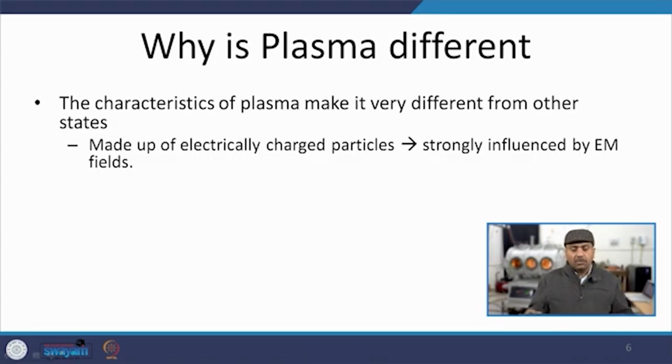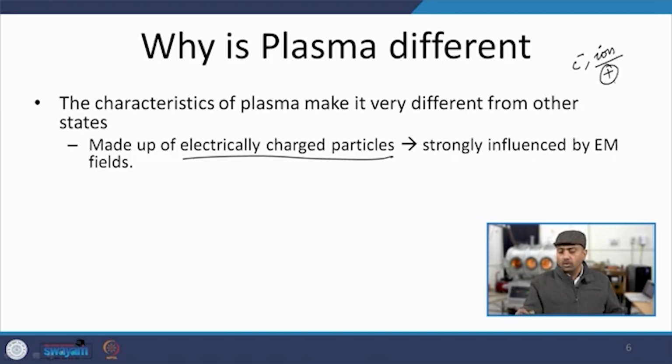So, plasma is made up of electrically charged particles. See this? Plasma is made up of electrically charged particles. What are those? Let us say electron, ion. Let us say ion can be a single positive ion or anything. Okay. And because of the presence of electric charges like electrons and ions, it can be strongly influenced by the electromagnetic fields. So, this is what makes plasma different.